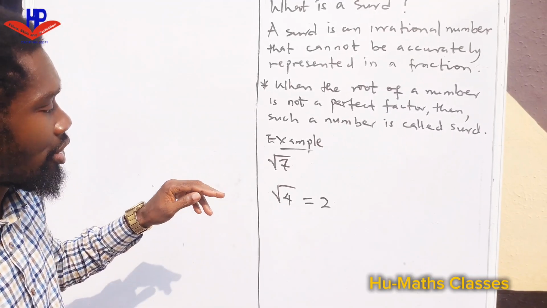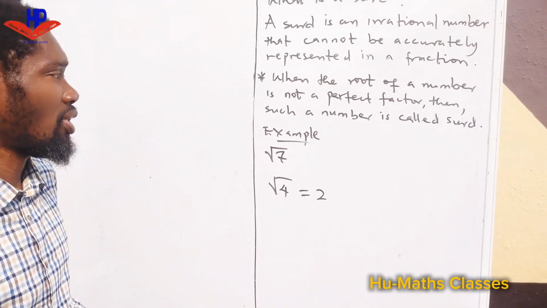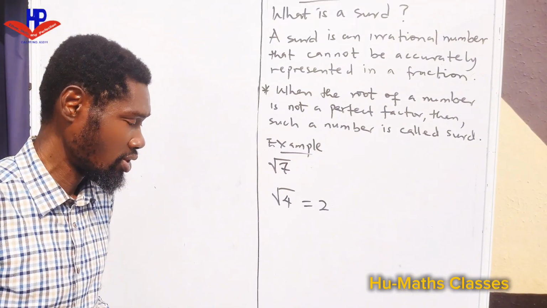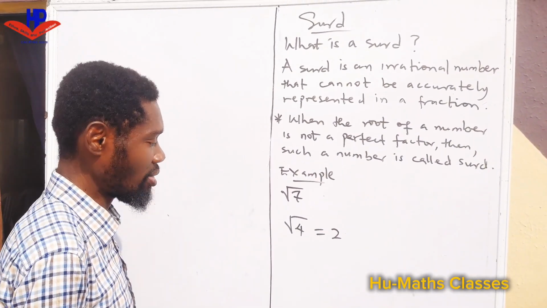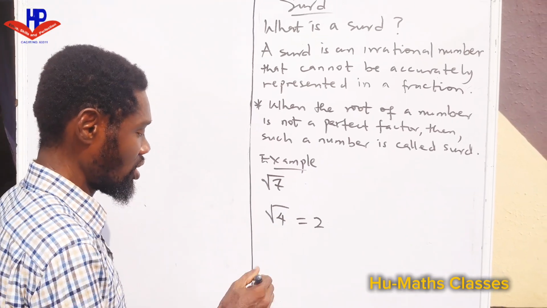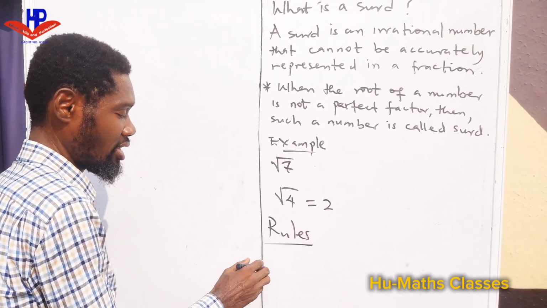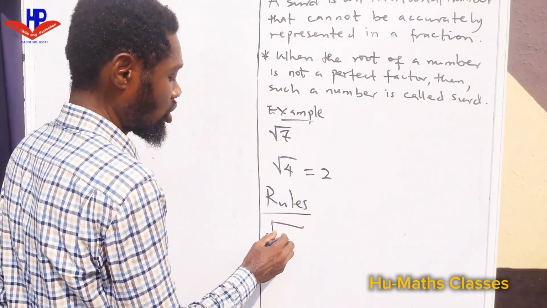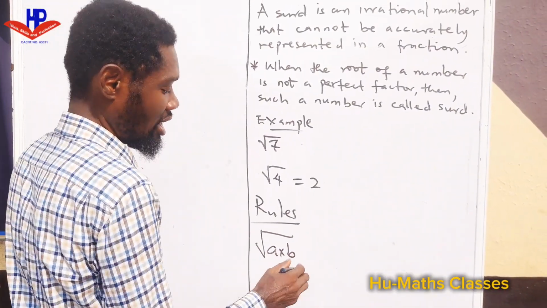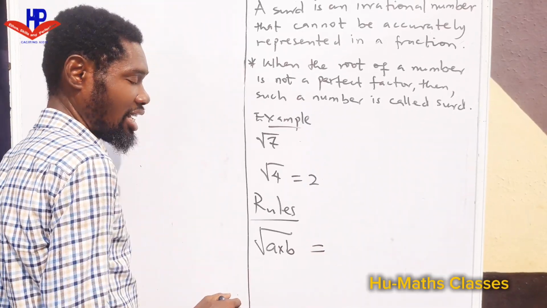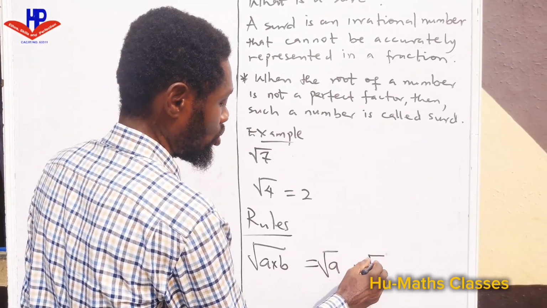So we are dealing with numbers of this form that do not have a perfect root when solved. So we're going to look at some ways we can deal with sod by understanding the rules of sod. Rule 1 states that if you have the root of a times b, we can express a times b as split roots, which is root a times root b.